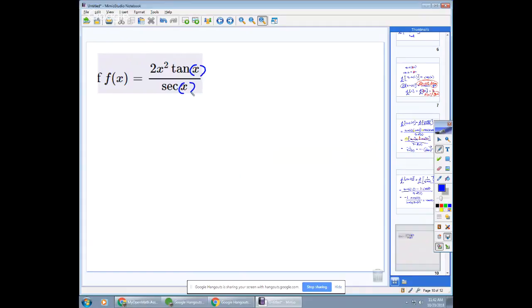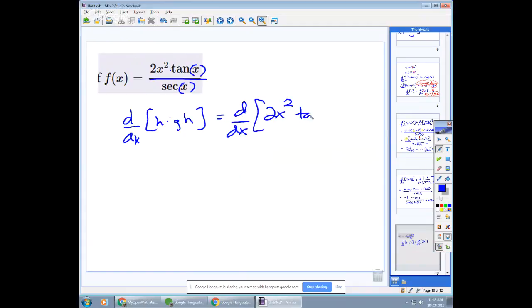So, anyway, what's going on here? We have a product and we have a quotient. So we have to do both the product rule and the quotient rule. We just have to approach this with caution. So I'm going to do it in stages. Ultimately, I'm going to need the derivative with respect to x of that high function for the quotient rule. So I'm just going to separately calculate the derivative with respect to x of 2x squared times the tangent of x. And then I'll do the quotient rule involving the secant next.